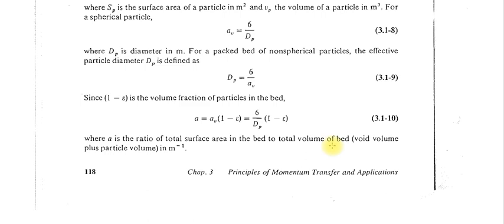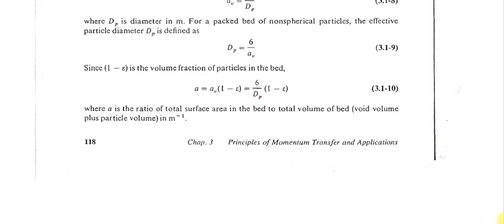So this property is very useful in reaction engineering for calculating the overall conversion. A equal to AB multiplied by 1 minus xi, where xi is the porosity or void fraction of the fixed bed reactor. So this is equal to 6 by dp, because AB equals 6 by dp for a spherical particle, multiplied by 1 minus xi.